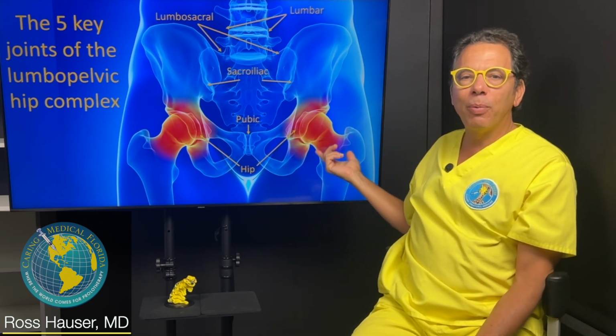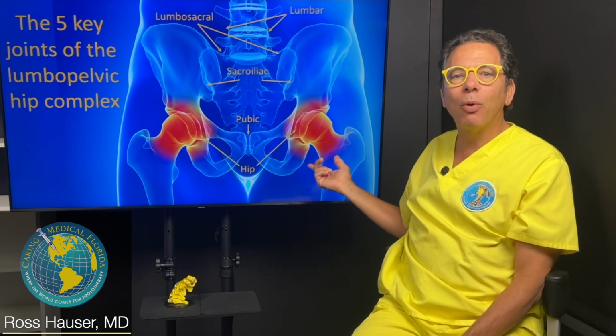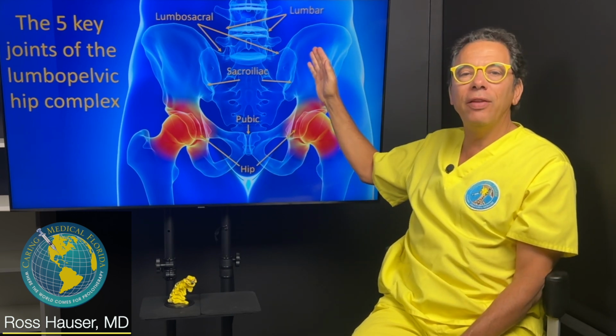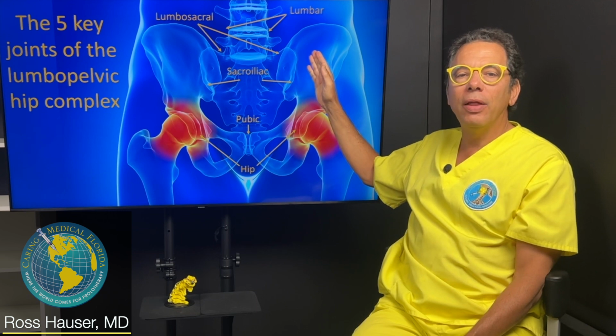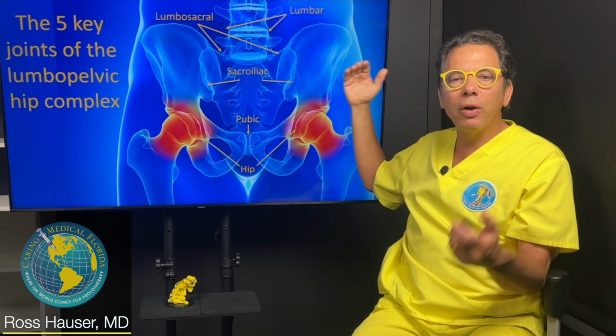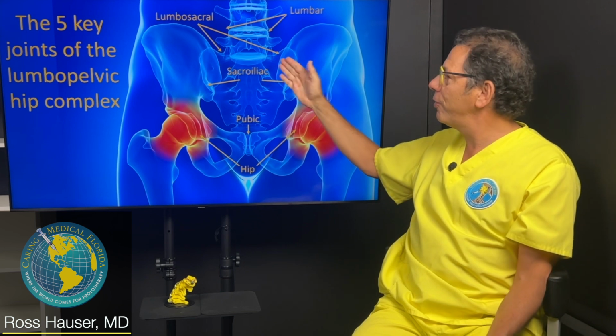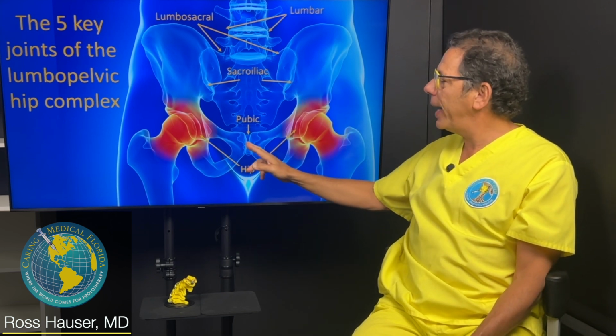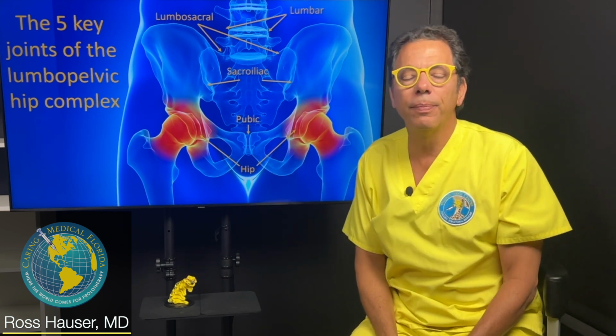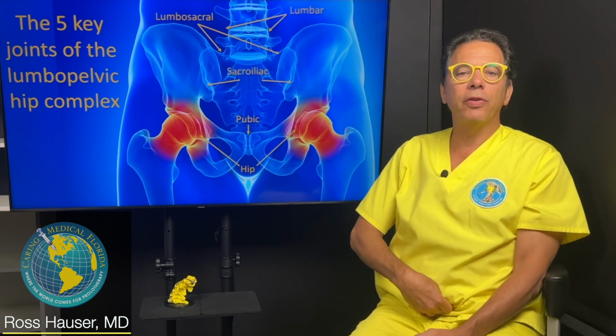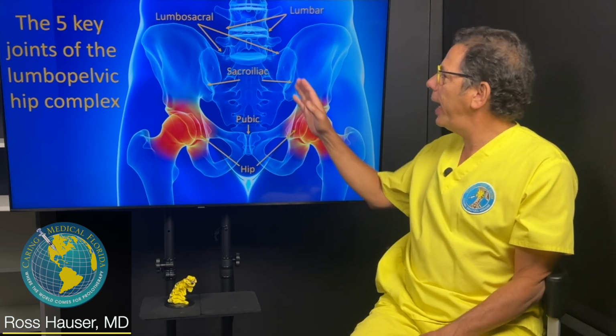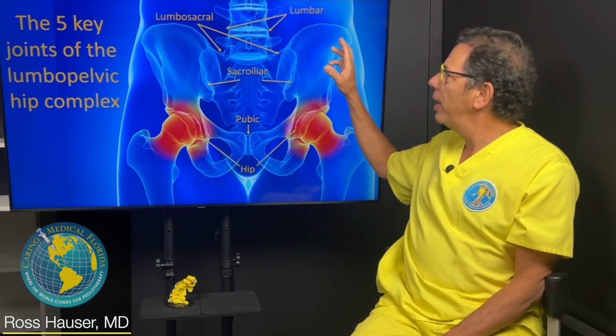What's the socket portion of the hip joint? The socket portion of the hip joint is in the innominate bone, the iliac bone. Well, what are the joints of the iliac bone? Well, it's the sacroiliac joint in the back and the pubic symphysis in the front. So what's going to happen if this is unstable?